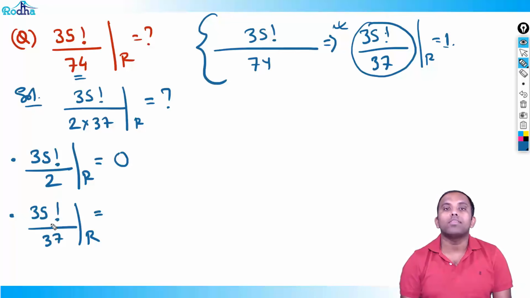Okay. 35 factorial by 37. This is by Wilson's theorem, (P minus 2) factorial upon P. What is the remainder? It is plus 1. Okay, so now it is by the Chinese remainder theorem.